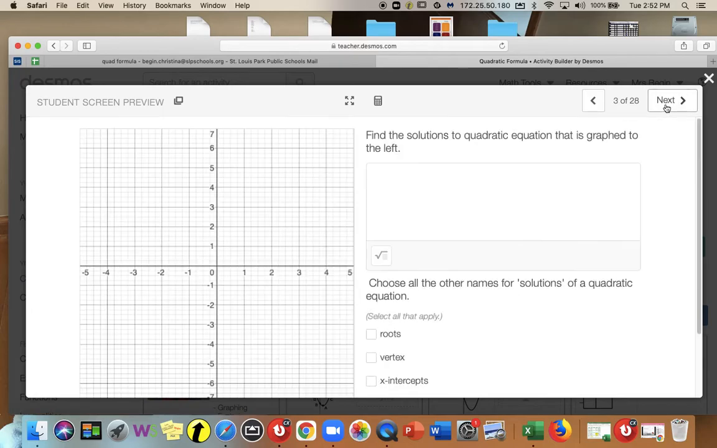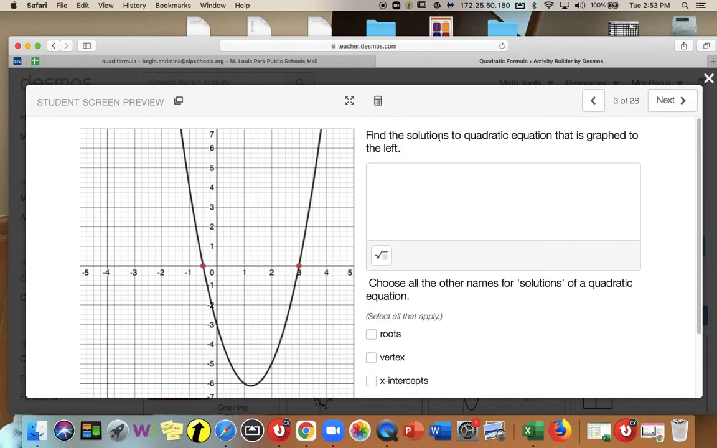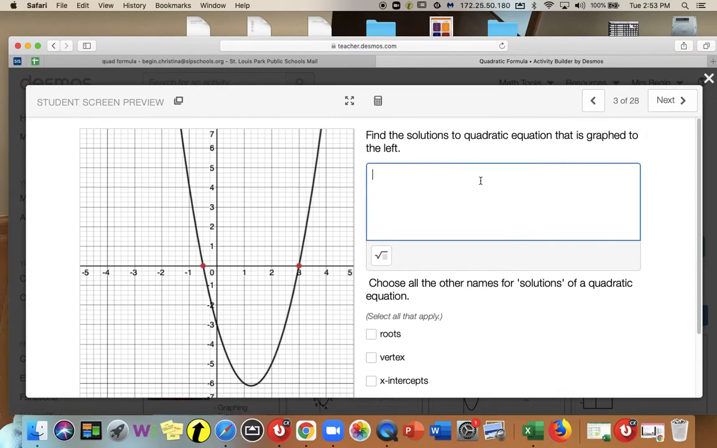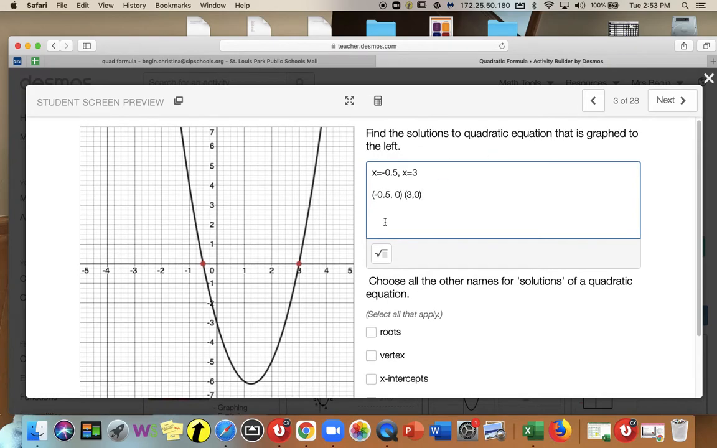So we would submit that. Okay. Find the solutions to the quadratic that is graphed to the left. Again, solutions are, what are the x-intercepts? So if we look at the solutions, we have x equals negative 0.5, and we could say x equals positive 3. You can write it as a coordinate, negative 0.5, 0 and 3, 0. So either of these ways you can write the x-intercepts. And again, the x-intercepts are considered the solutions to a quadratic, to the parabola, the quadratic function.